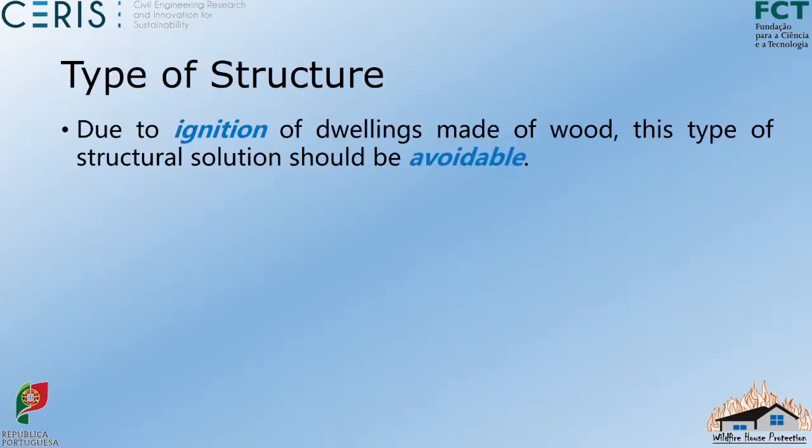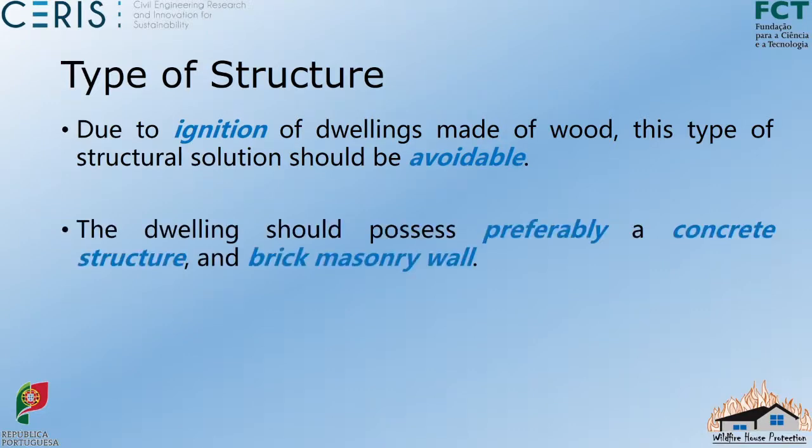So what type of structure do we want in order to be fireproof? Due to the ignition of dwellings made of wood, this type of structural solution should be avoidable. Once again, it's still possible, but avoidable. I'm not saying it's prohibited. No, it should be avoidable. The dwelling should possess, preferably, a concrete structure and a brick masonry wall.